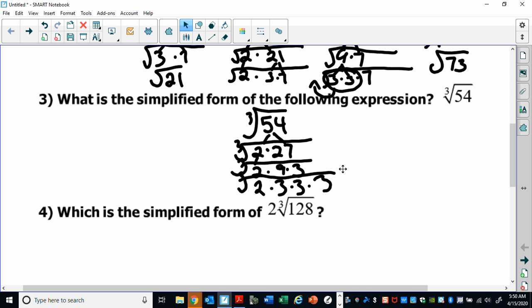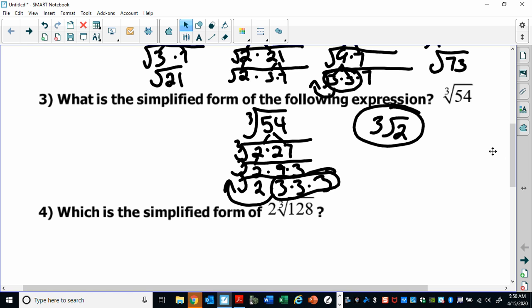I go to the original problem and I say, okay, there's a 3. That means I'm looking for groups of 3. I do see one group of 3. So because there's one group of 3, I'm going to bring that 3 outside. So now I have 3 times the square root of 2. That's my answer.